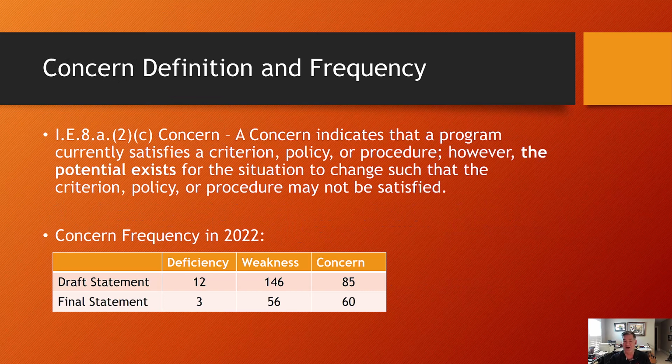Let's pull out what is a concern. A concern indicates that it satisfies the criteria. However, the potential exists for the situation to change such that it may not be satisfied in the future. And if you look back, I'm using the data from 2022, from last year, you can see the distribution there of potential findings. So when you actually get all the way down to a final statement, a concern is the most common finding. Although it's in the running for a weakness, and then very few deficiencies exist at that point.